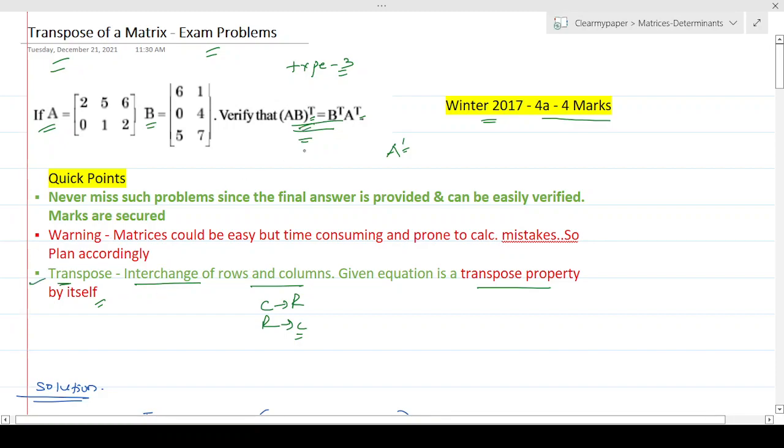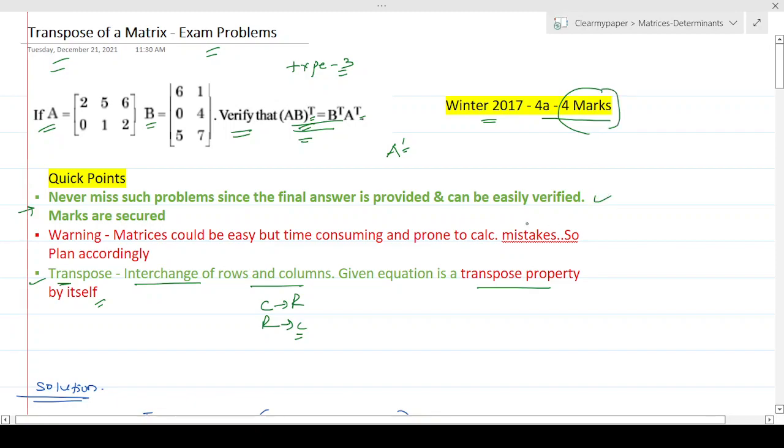So that's what the transpose means, and that's the first thing that will ring in my mind: okay, this has something to do with transpose. And like I said, since it's a verify problem, you should never miss out such problems. It's a beautiful, lovable problem. You know that you just have to prove something is equal to something, the left hand side is equal to the right hand side. Your marks are secure. You cannot go wrong because you already know that it has to match. There is no way that you get lost. Even if you make some mistakes, you can always go back and fix it and secure your 4 marks. That's why these kinds of problems are beautiful.